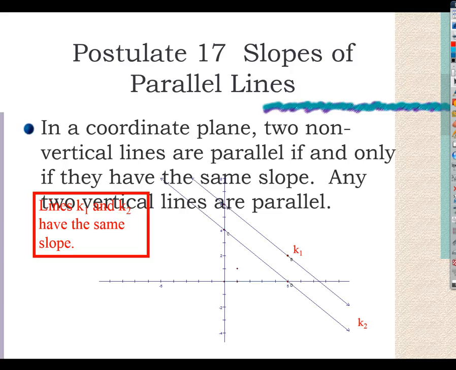I don't know why these things got so messed up, but they sure did. So the definition of slopes of parallel lines on our purple sheet just says, in a coordinate plane, two lines are parallel if and only if they have the same slopes. Okay? Those things go together.